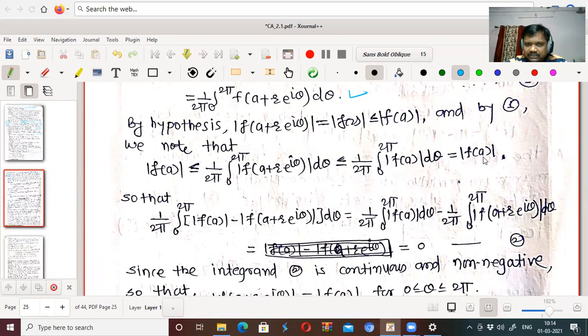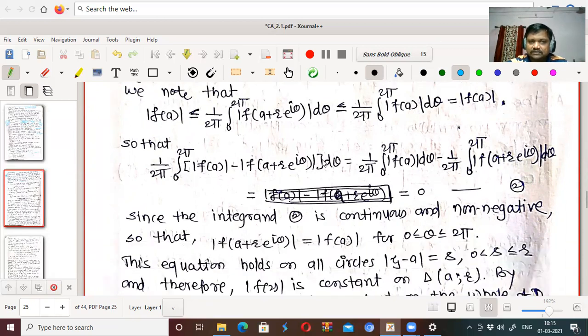Mod of f of a, and 1 by 2 pi integral from 0 to 2 pi of mod of f of a plus r e to the power i theta lies between mod f of a and mod f of a. So this is also equal to mod f of a. So this mod f of a minus sign, you will get 0. So this term you will get 0.